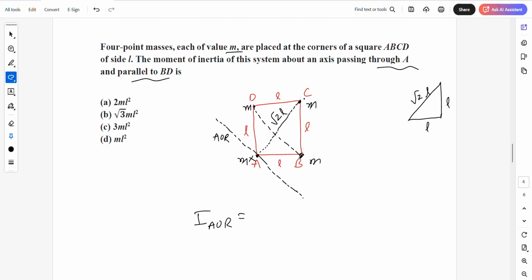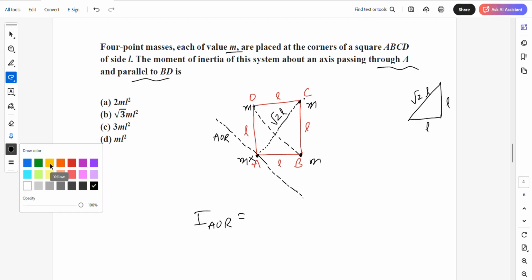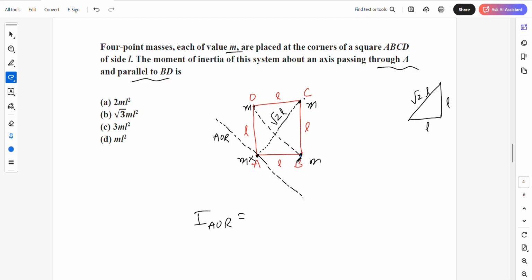Now, what about this particular mass? What is the perpendicular distance of this mass to the axis of rotation, and this mass to the axis of rotation? One is AC. AC is how much? If this is L and this is L, by using Pythagoras theorem you are going to get root 2 L, right? What about this one and this one? This will be half of this one. See here, this AC is equal to root 2 L.